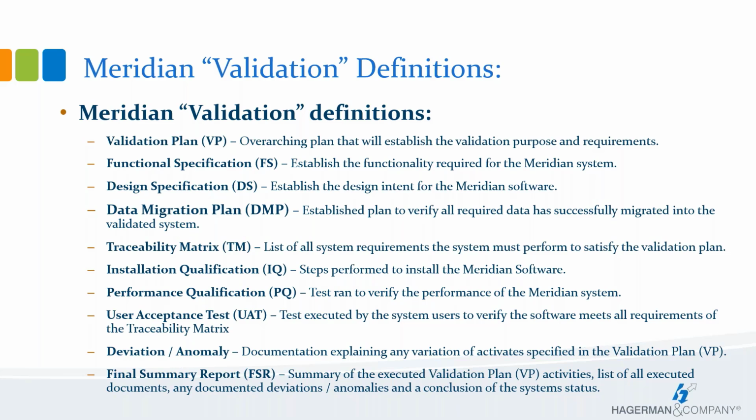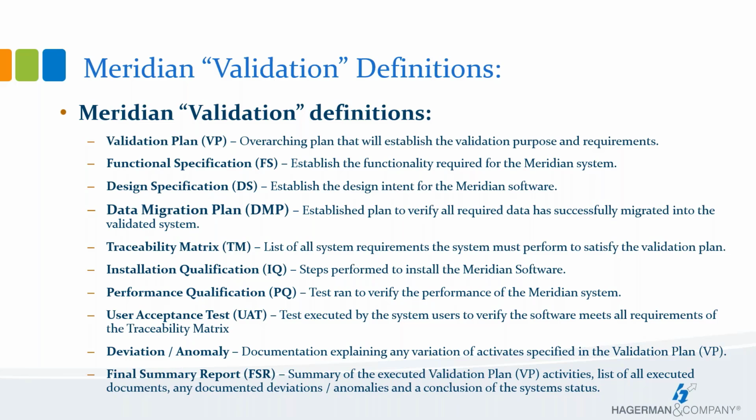And then the final thing to talk about is the final summary report, or the FSR. So this is a summary of the executed validation plan, activities, a list of all the executed documents, any deviations, anomalies, and a short conclusion. So this kind of wraps up all the activities that happened in your validation in one document.